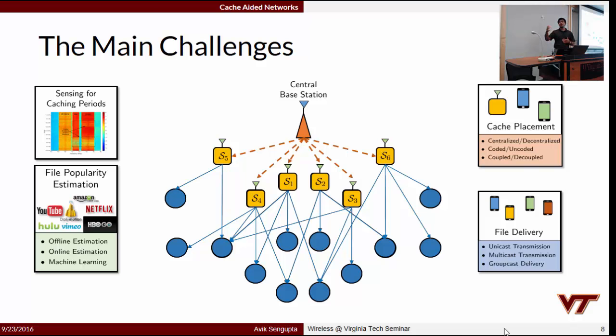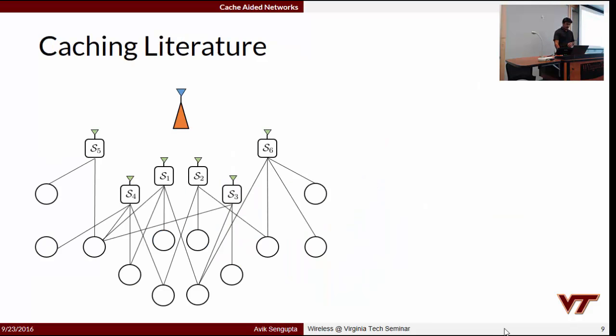And what do you use? Do you use point-to-point transmission, or could you do something smart by utilizing multicast transmissions, which is mainly the topic of the information theoretic aspect of this problem? Or you do groupcast delivery. So those are some of the options. But these are mainly the 4 challenges that we have in cache-aided networks.